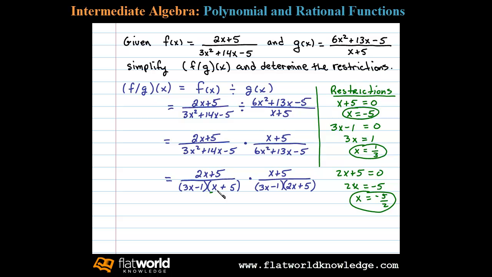So dividing out the factor x plus 5 and then dividing out the factor 2x plus 5, remembering that there's always a factor of 1, we're left with 1 over 3x minus 1 squared. And of course, that's where x is not equal to negative 5, negative 5/2, or 1/3.